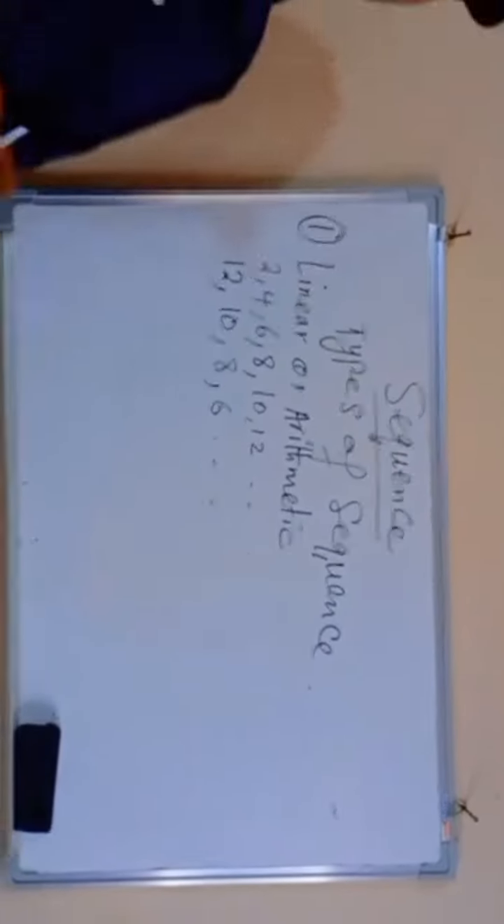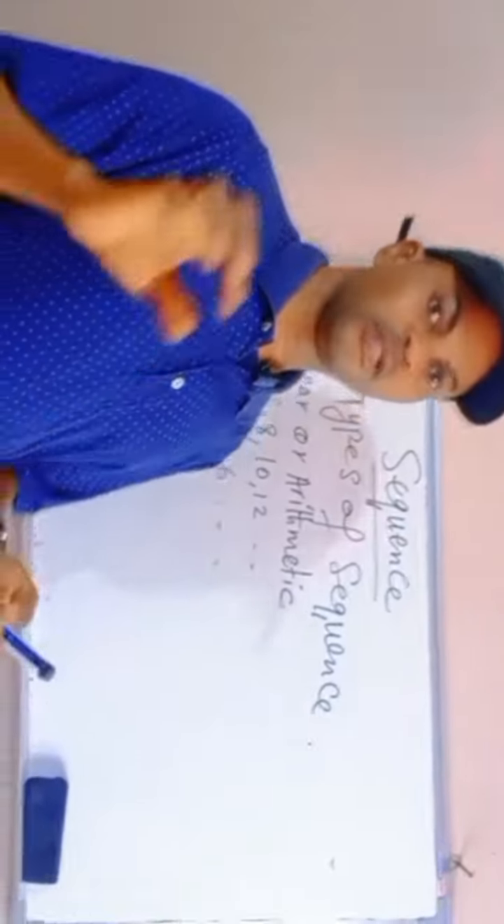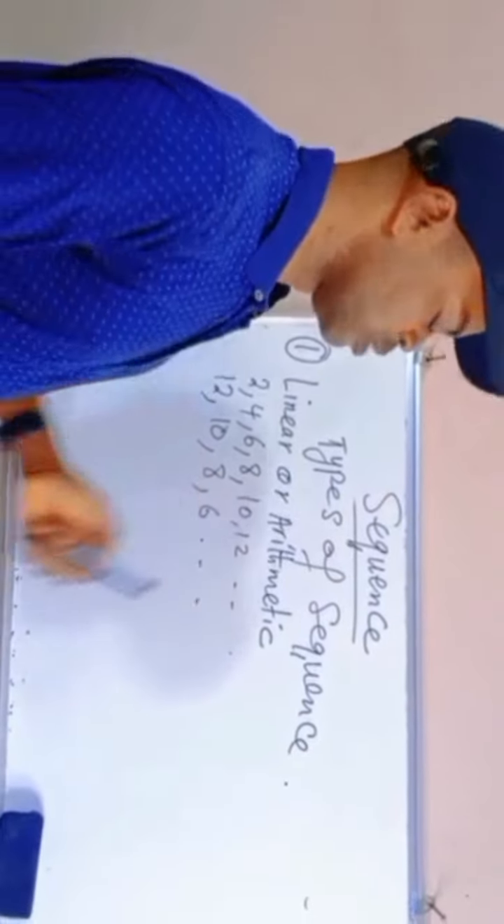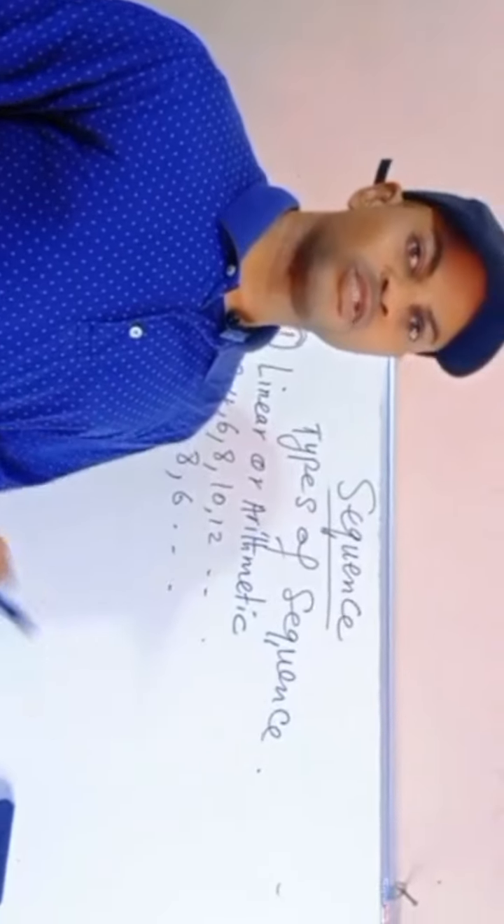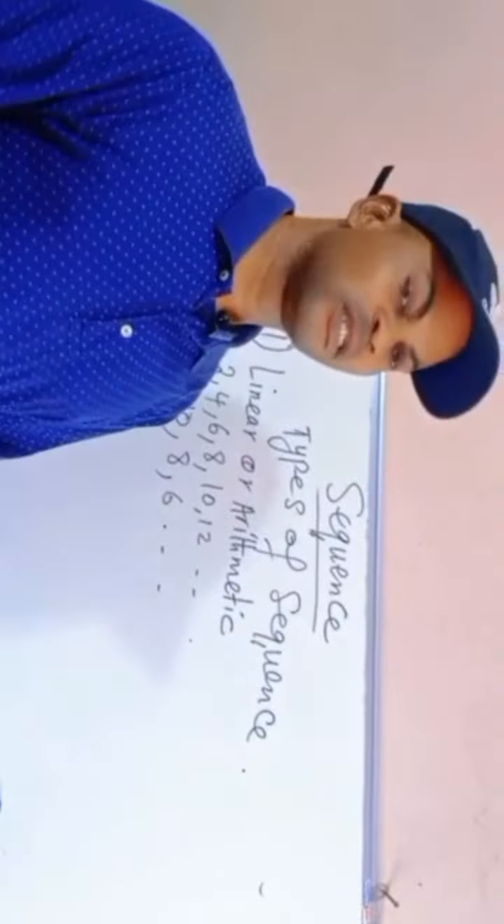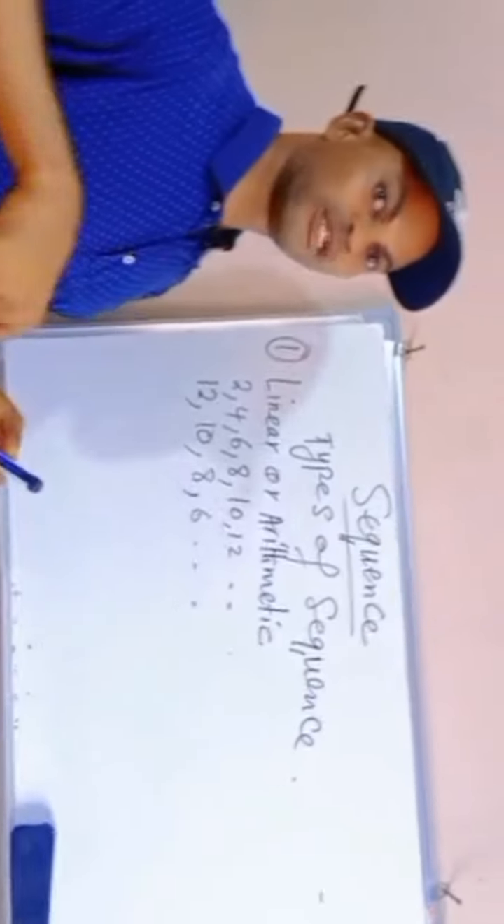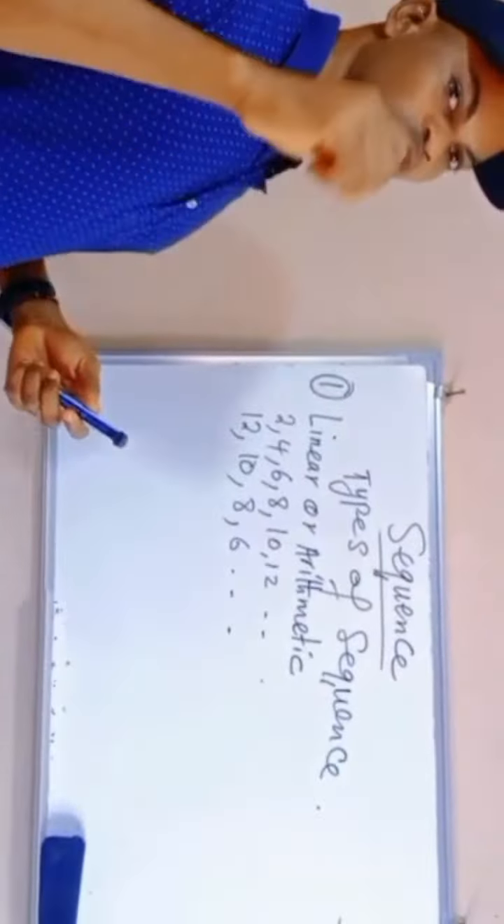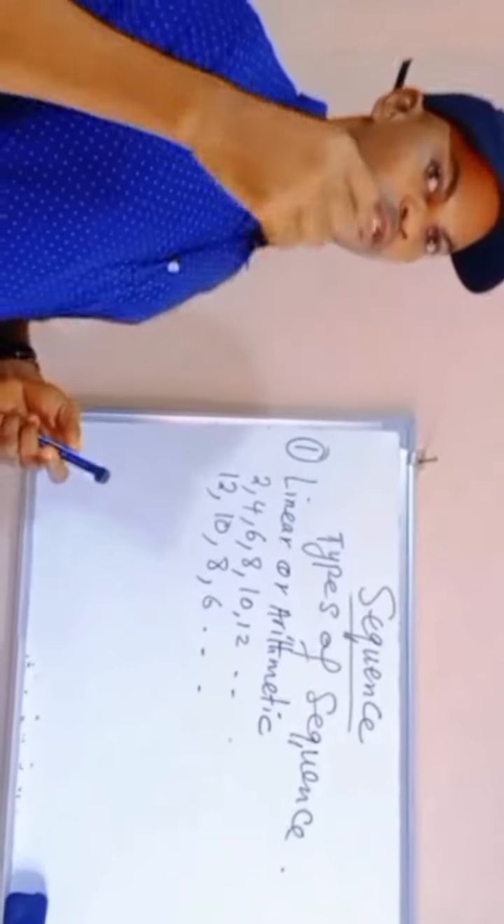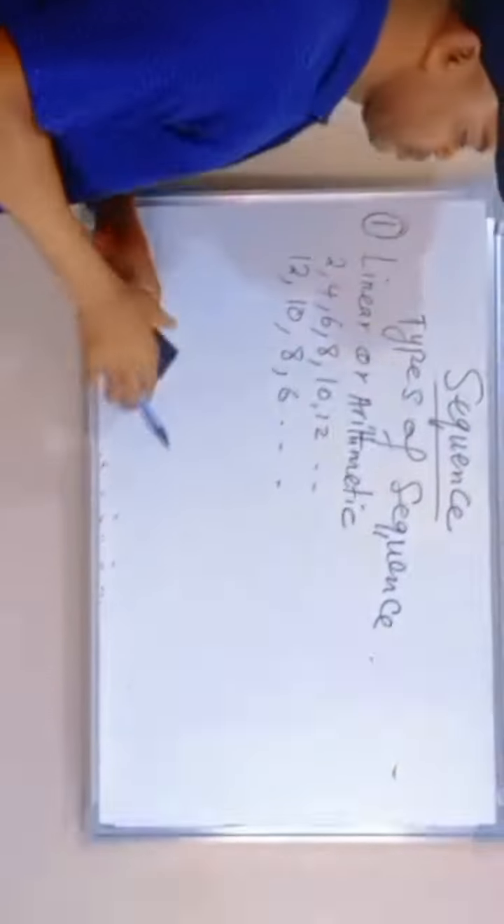So, in conclusion, what is an arithmetic or linear sequence? It simply has to do with a type of sequence where every term is obtained by addition or subtraction of a unique number called the common difference. So now I just introduced a terminology on the board.